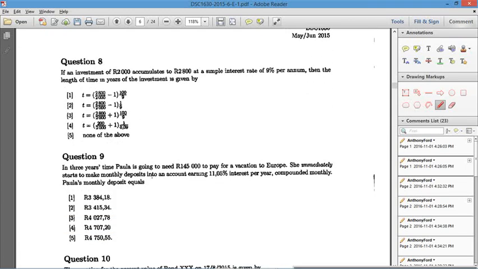Okay guys, let's have a look at number 8. Number 8 says, if an investment of 2,000 accumulates to 2,800 at a simple interest rate of 9% per annum, then the length of time in years of the investment is given by. So when I see simple interest, immediately I write down the equation. We know what the equation is. S equals 1 plus RT. So I'm investing 2,000 and I'm going to accumulate 2,800.